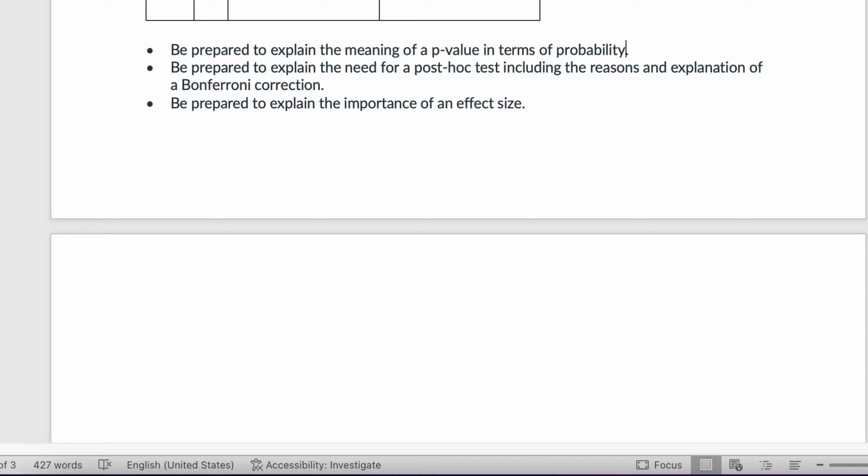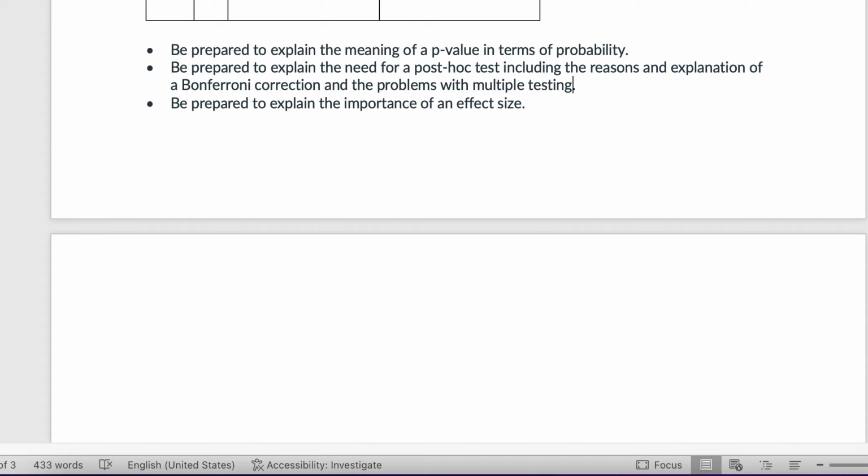Also be prepared to explain when and why you need post hoc tests, and explain a Bonferroni correction and the problems with multiple testing. When I say that, I mean: why would it be problematic to run just a bunch of t-tests instead of an ANOVA? That's important. And why do we have to do a Bonferroni correction when we do post hoc tests, which we did in that factorial ANOVA?